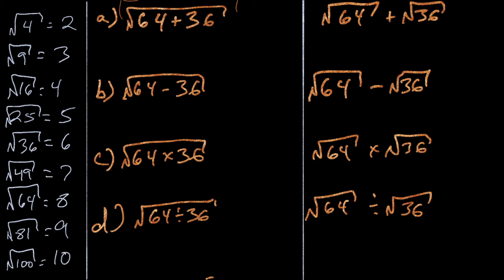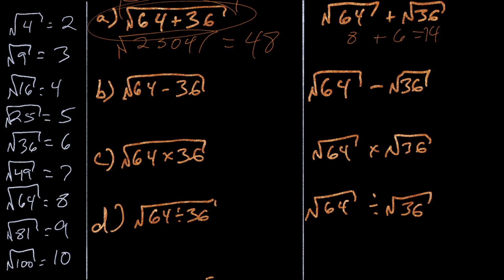64 times 36, that is going to be 2,304. And then I'm going to take the square root of that, and that is going to equal 48. Okay, over here, this is 8 plus 6, that's going to be equal to 14. So clearly I need to do what's inside the square root first for addition.